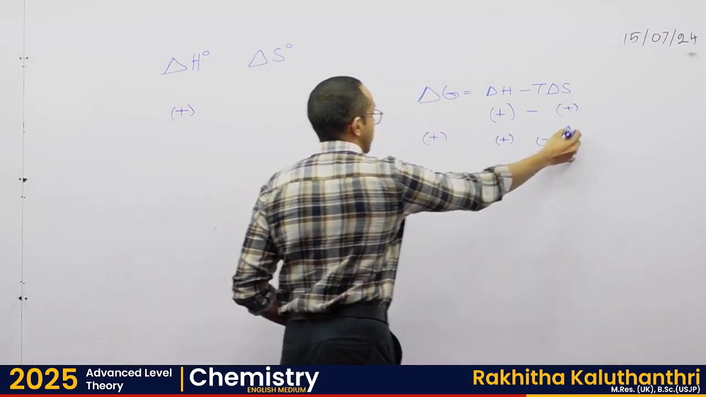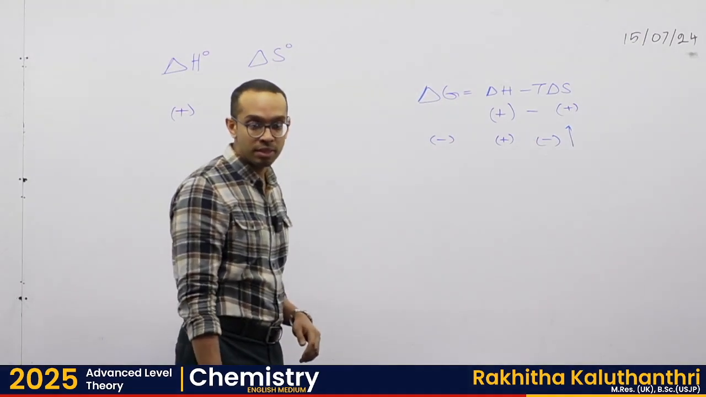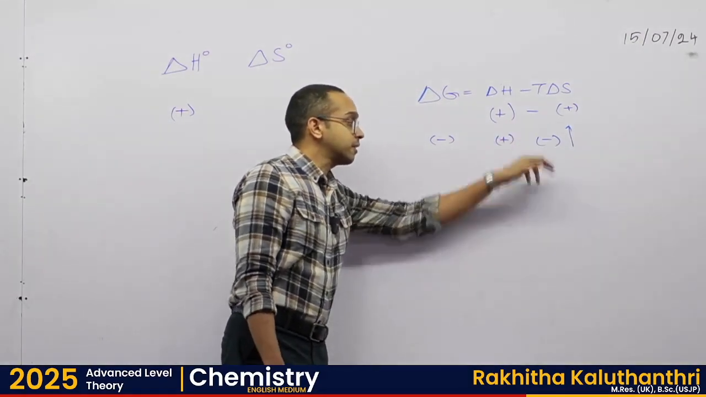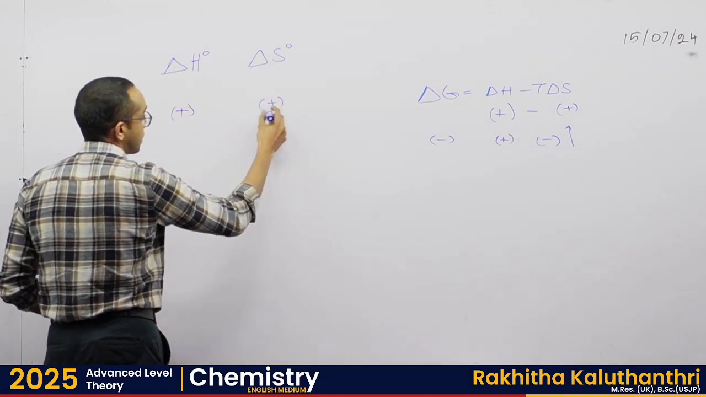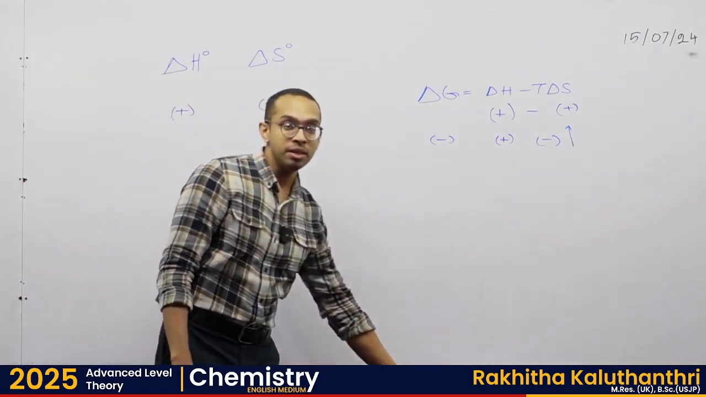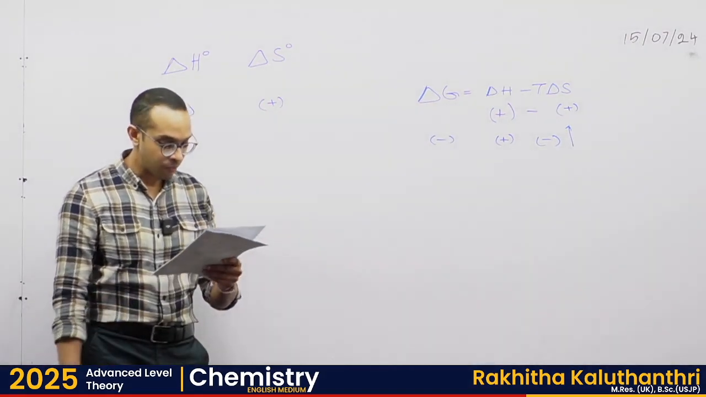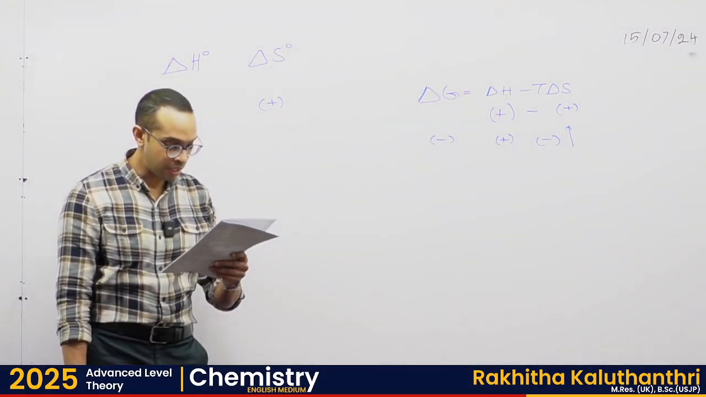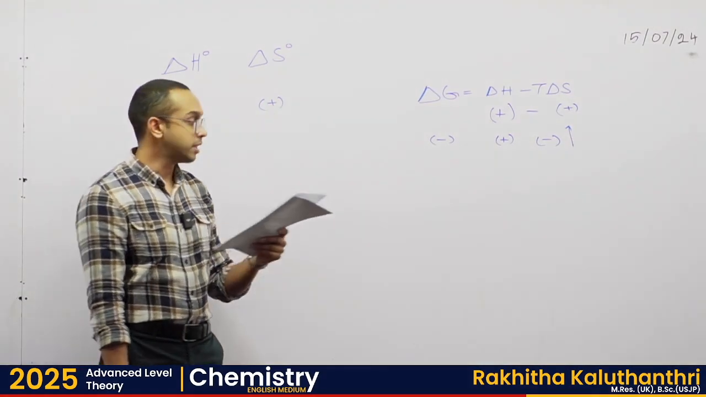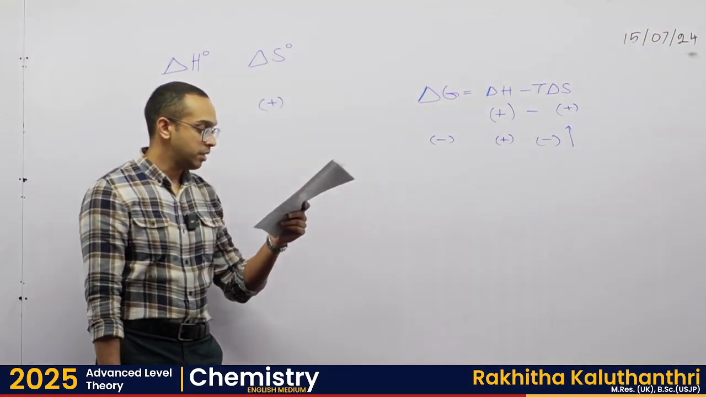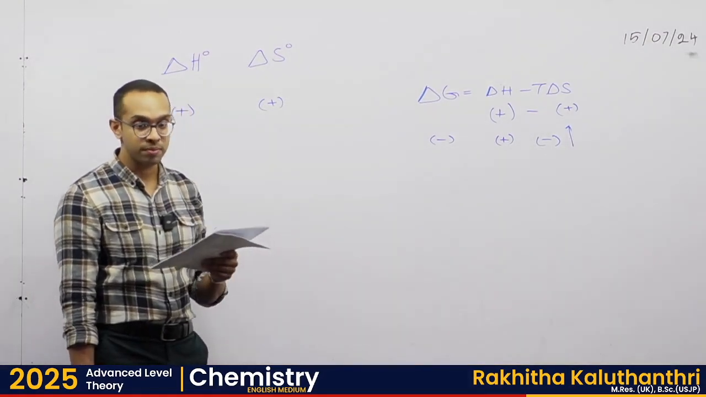So if this value is a greater negative value, at that point delta G is going to be negative. Clear? So what is the answer? Delta S is a positive value. Clear? You use this equation, that's it. Use logic. So the answer to that question is: first one, delta H is positive, and delta S is also positive.